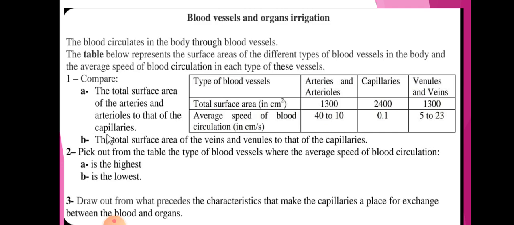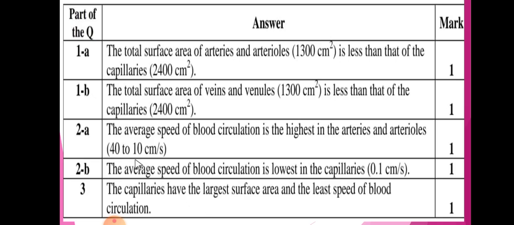Okay, less than that. Pick out from the table the type of blood vessel where the average speed of the blood circulation is the highest, and is the lowest. Which one has the highest speed? Surely the arteries. And the lowest speed? The capillaries. So it's highest in the arteries and arteriole, while the average speed of blood circulation is lowest in the capillaries.